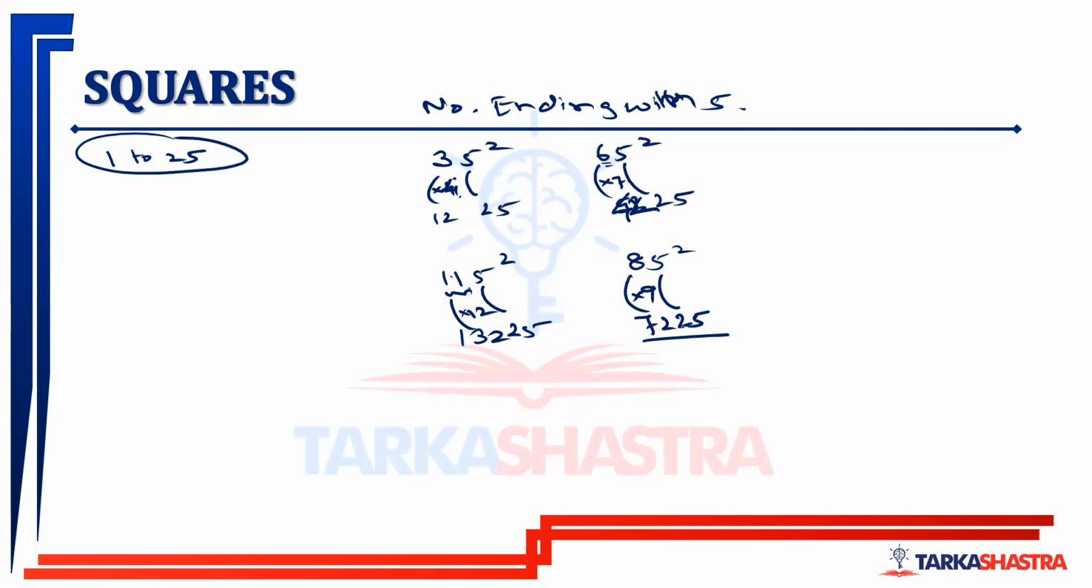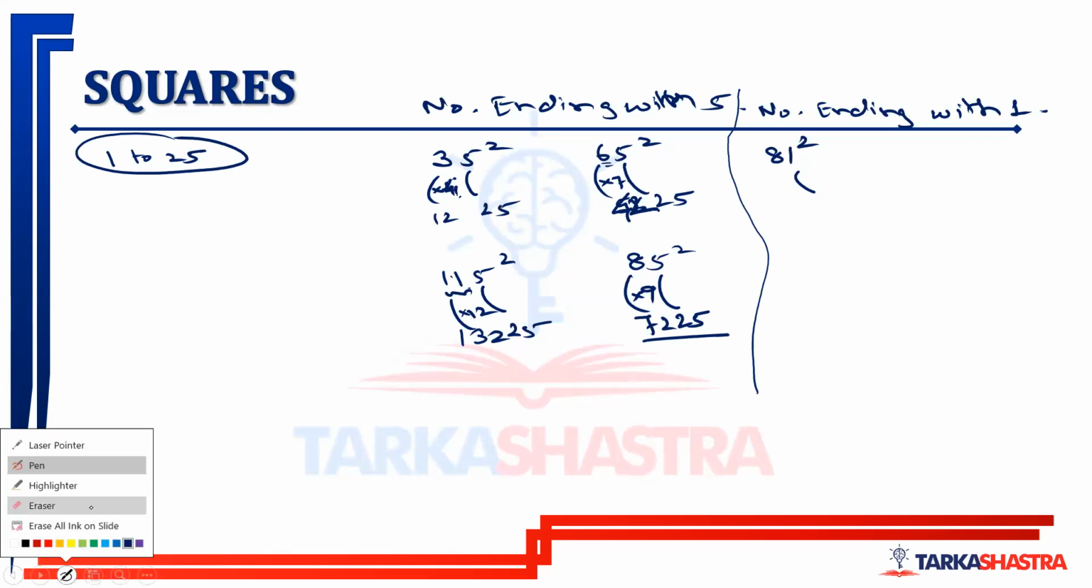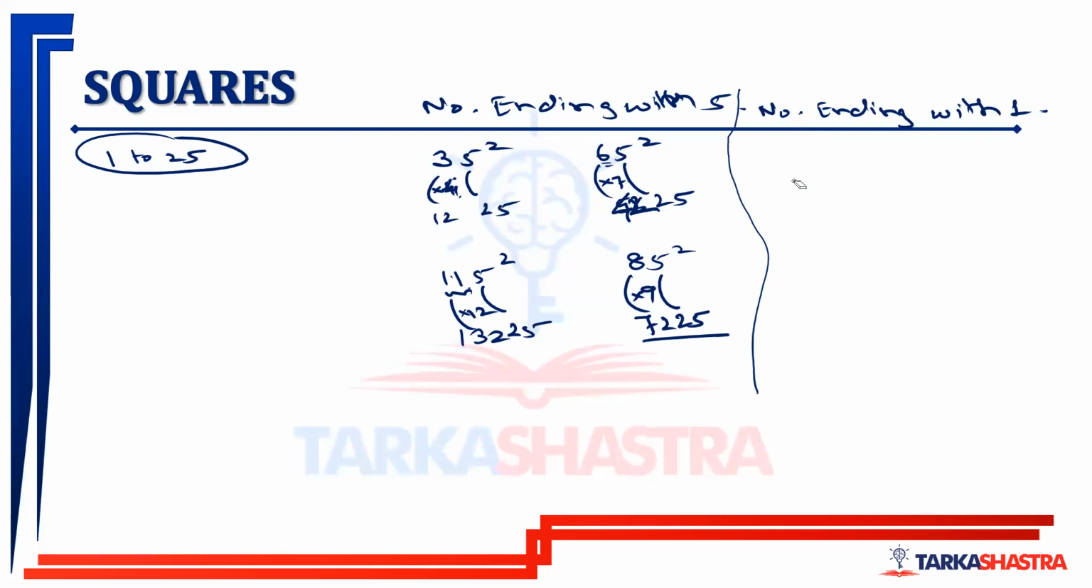ठीक है, I hope you have understood how to find the squares of numbers ending with 5. Now numbers ending with 1. Numbers ending with 1, जैसे 81 का स्क्वायर निकालना है. 81 थोड़ा सा कॉम्प्लिकेटेड हो गया, थोड़ा इजी वैल्यू ले लेते हैं.